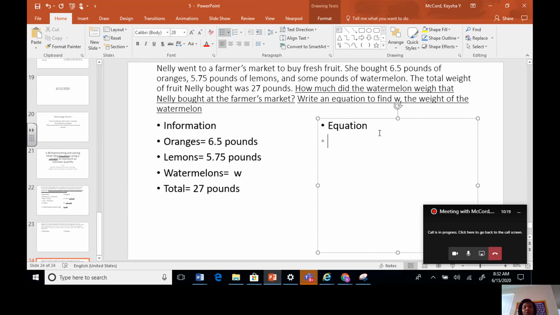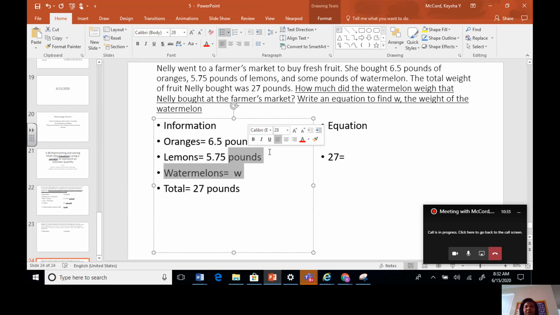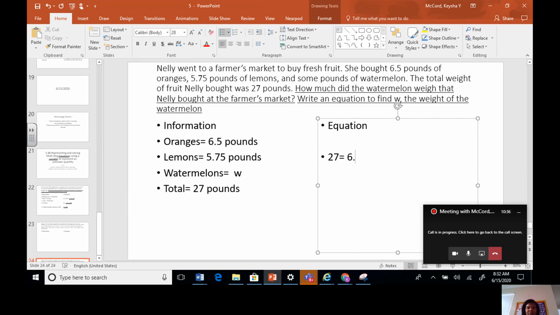Well, let's write our equation, and we're going to write it knowing what our answer is going to be. So I know my answer is 27. So how do I get to 27 pounds? I'm going to add up what she bought. So I'm going to add 6.5 plus 5.75 plus the watermelon, which right now is W, because I don't know how many pounds the watermelon weighed. That's my equation. Now, the question did say, how much did the watermelon weigh? And I want to write an equation to find W, the weight of the watermelon.